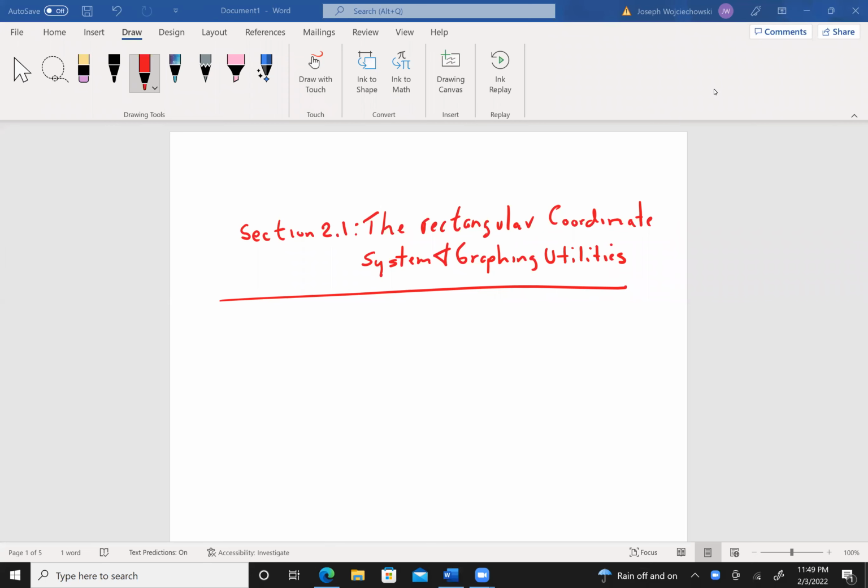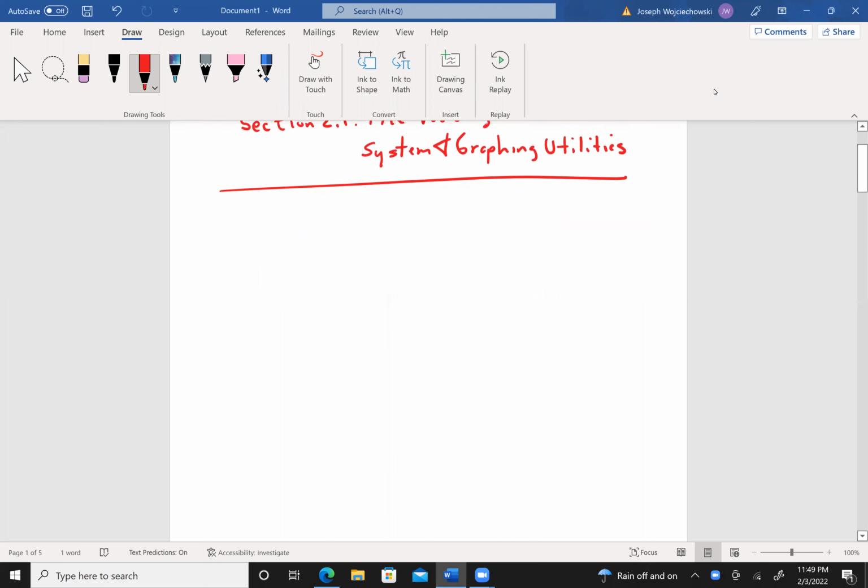Okay, so today we're going to look at section 2.1, the rectangular coordinate system and graphing utilities. Hopefully this is something everybody's familiar with. You have your x-axis and your y-axis. You have your origin here at (0, 0). And then we plot points.